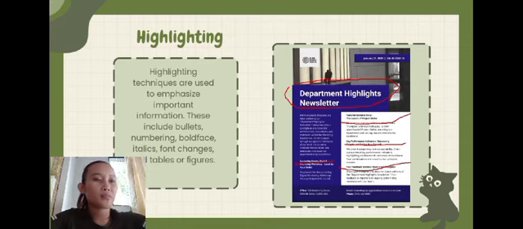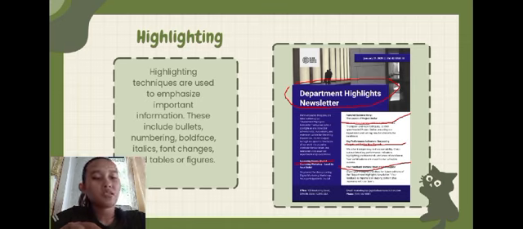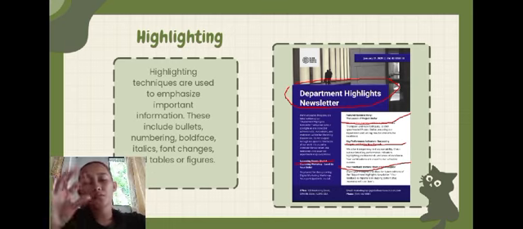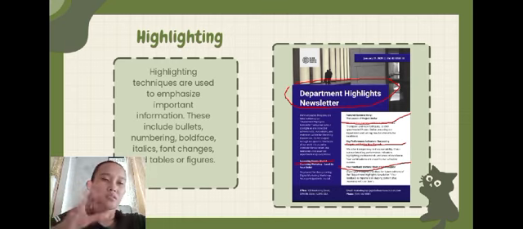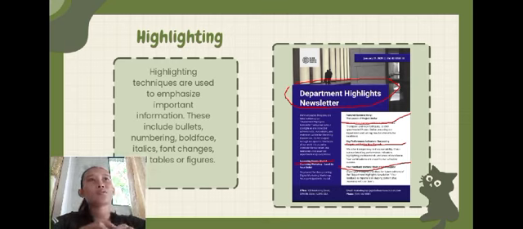Now, I have here an example of a newsletter, which at first sight, the bold, big letters at the top attract your attention, and there are also bold, small words in the article. This is an example of highlighting. Now, the purpose of highlighting is to attract attention and to help students remember what they have learned.